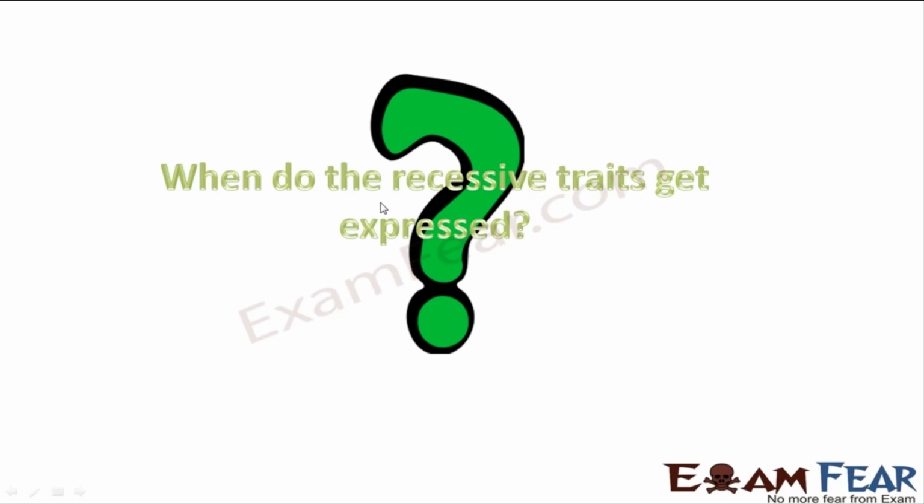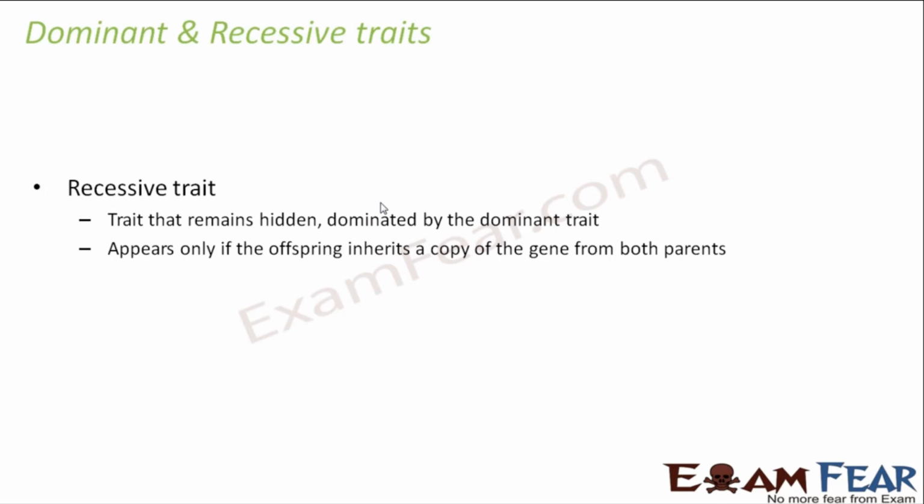So now the question is, why is it that they remained hidden in F1 generation but they reappeared, or expressed themselves, in F2 generation? So what is that situation when they express themselves? Now, as we have seen, a recessive trait remains hidden, dominated by the dominant trait. Now, it appears only if the offspring inherits a copy of the gene from both parents.